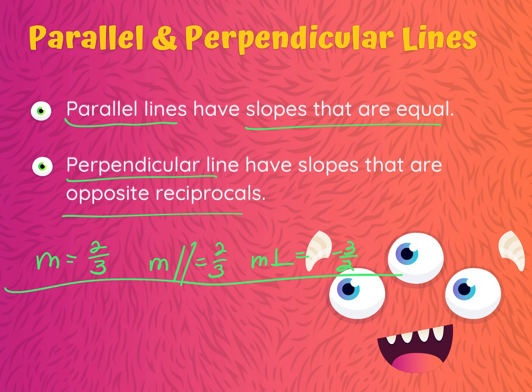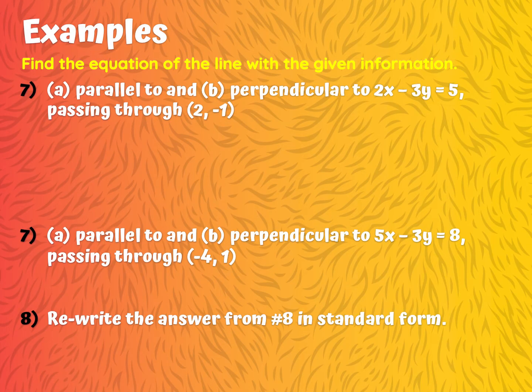What if it started as -2? Parallel to that would be what? -2. Perpendicular to that? +1/2. So change your sign and make it the reciprocal. Okay, so now apply that to the equations.